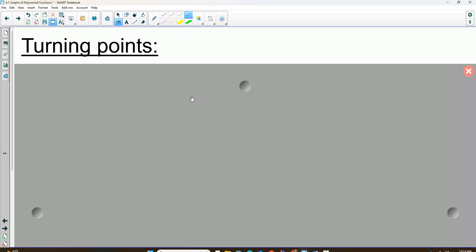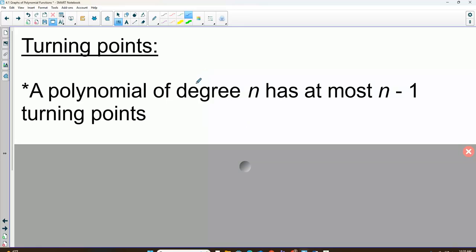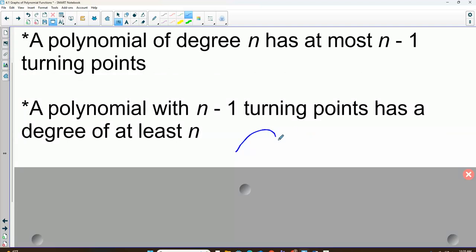done. So those turning points, those turn into the maxes and mins. It's actually related to the degree. So it says if our degree is n, we have at most n minus 1 turning points. That means if my degree is 5, how many turning points could we have? 4. So the number of turning points is 1 less than the degree. Likewise, if you know the number of turning points, the degree has to be at least 1 higher. For instance, if I looked at this graph, how many turning points does this have? 3. So my degree would have to be at least 4.